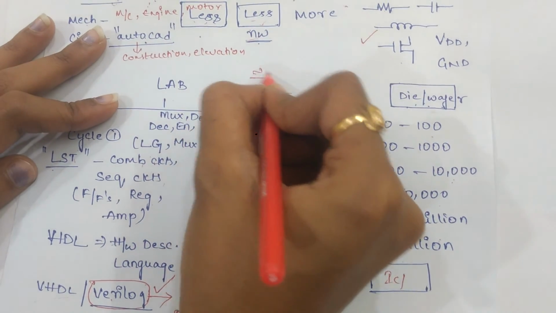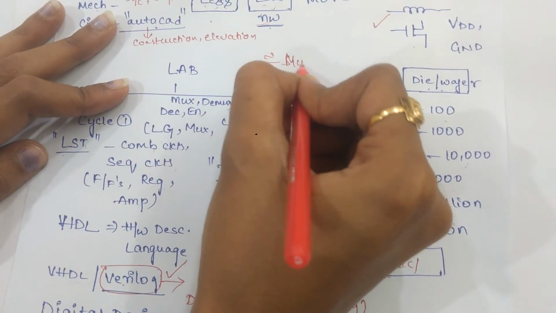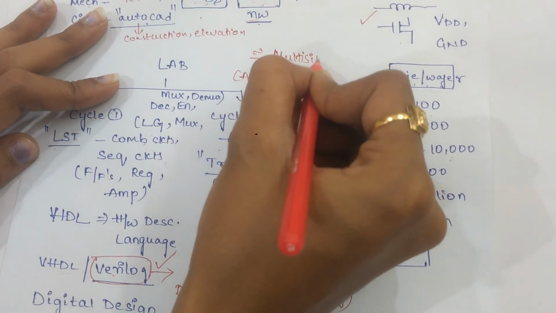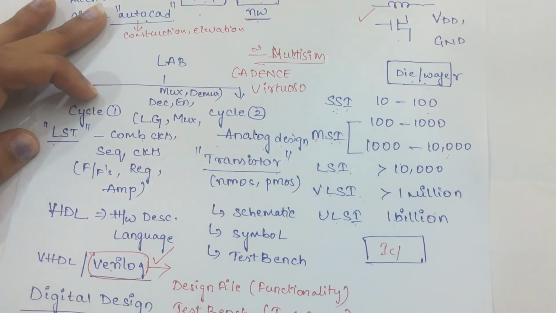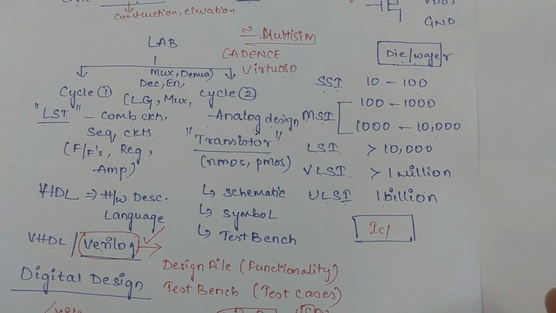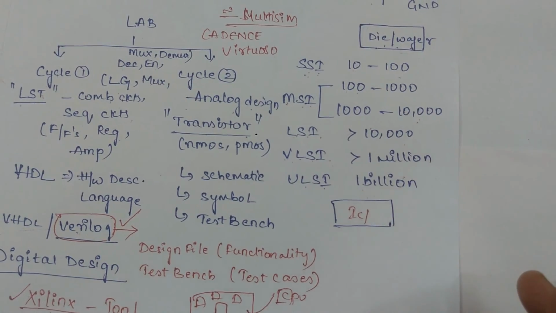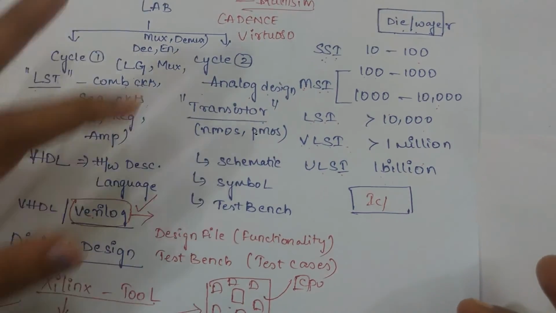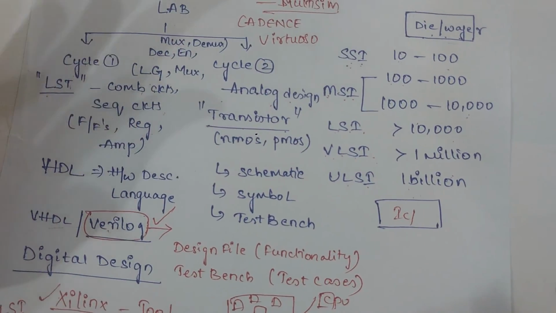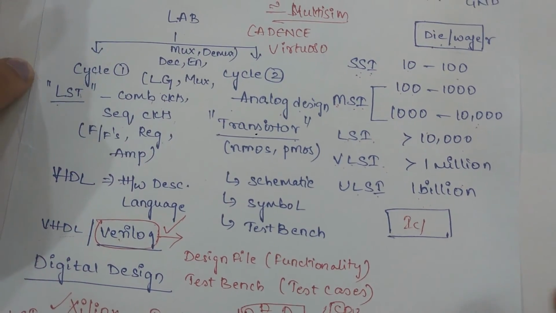It's similar to Multisim. All the components, transistors, resistors, inductors, power supplies, grounds and everything will be present with symbol representations. You will just drag and drop all those.